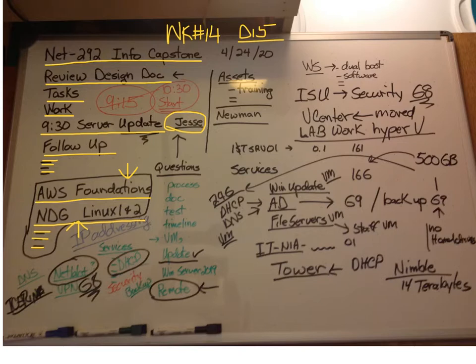First of all, here's another color. We talked about some things in terms of what we might want to ask Jesse about: the process, how he's documenting it, how we're going to test it, timeline, how many VMs, what we do about updating, Server 2019, remote access.